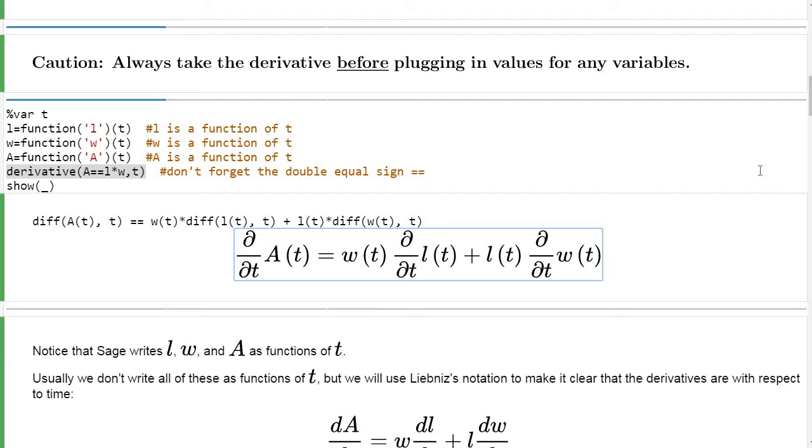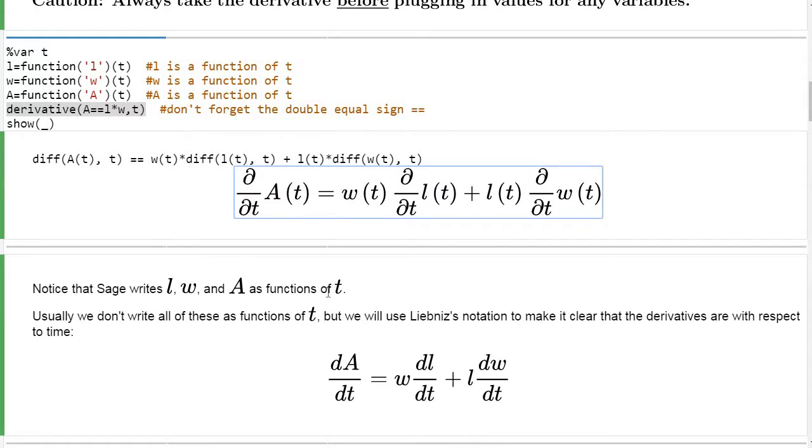There's the answer. Remember that little kind of curly d thing we saw last time? You should replace it in your mind just with a regular d. This is just the regular derivative with respect to t. So this says the derivative of A is W times the derivative of L plus L times the derivative of W.